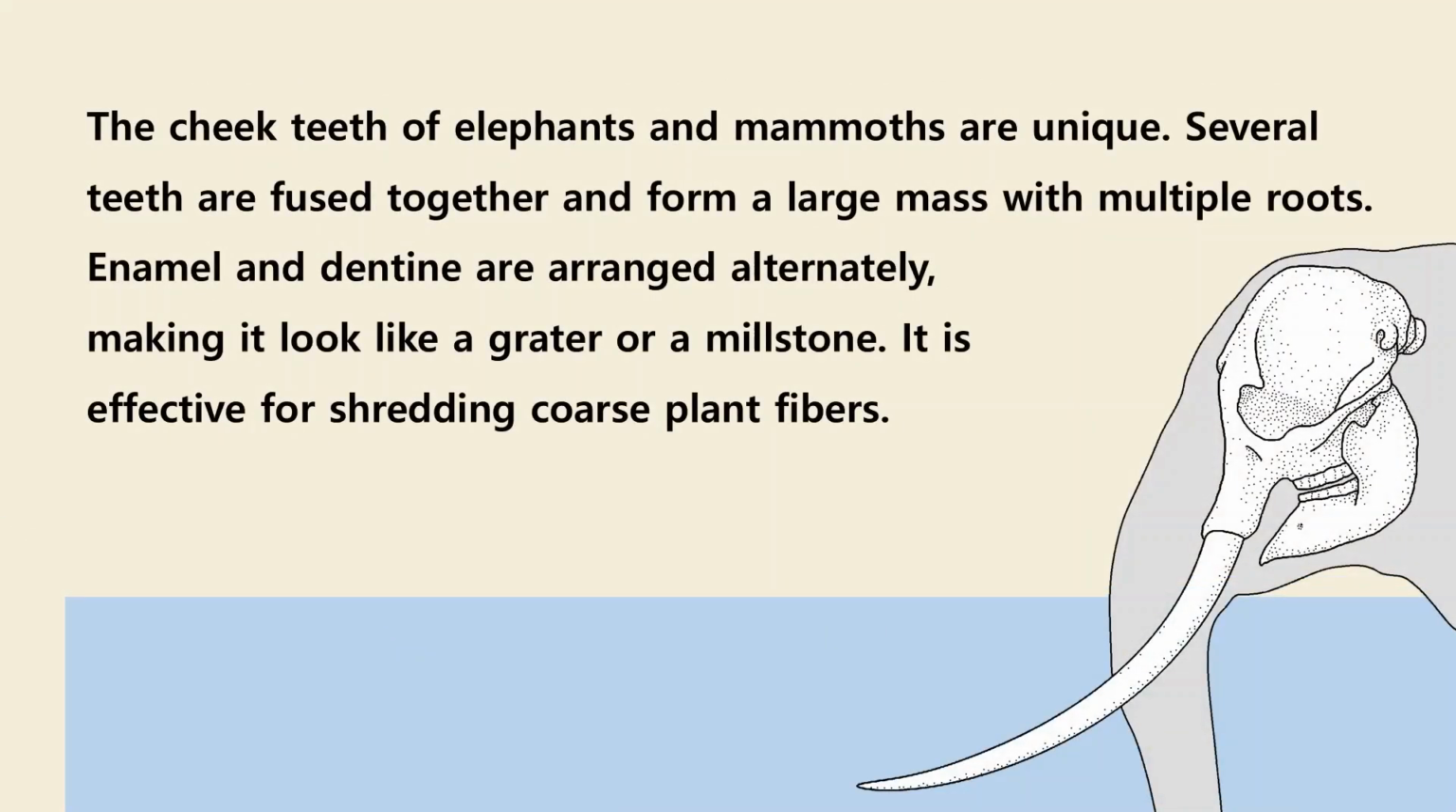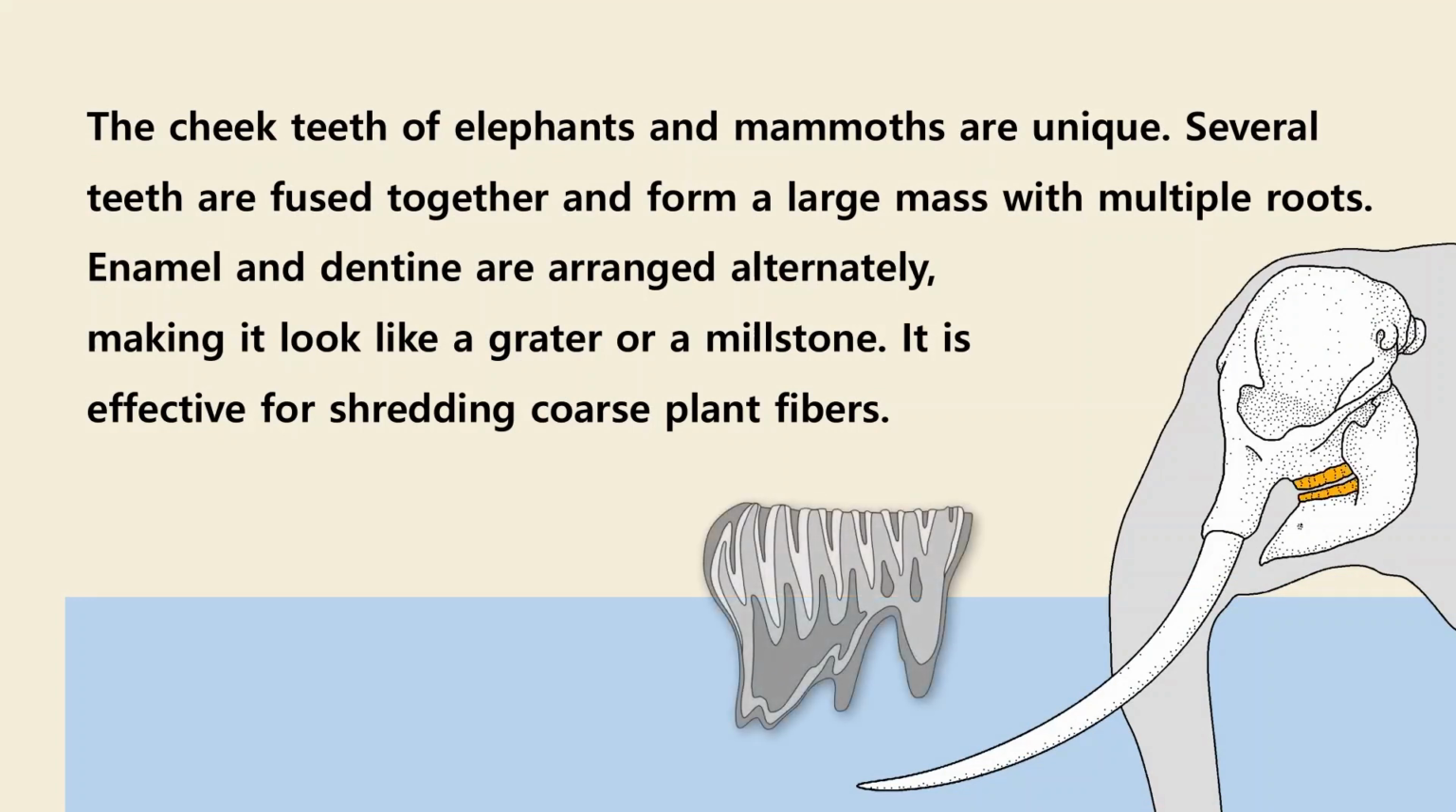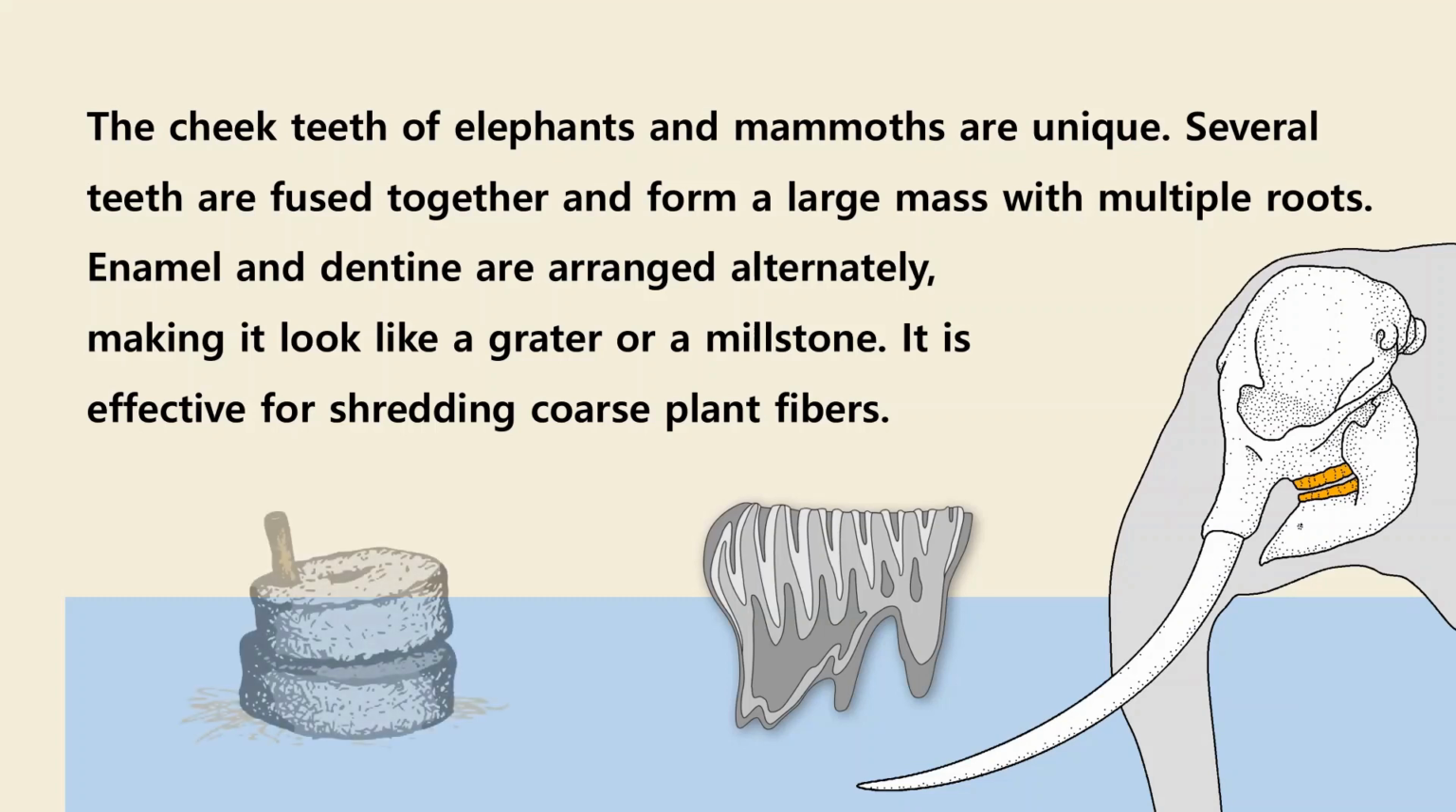The cheek teeth of elephants and mammoths are unique. Several teeth are fused together and form a large mass with multiple roots. Enamel and dentine are arranged alternately, making it look like a grater or a millstone. It is effective for shredding coarse plant fibers.